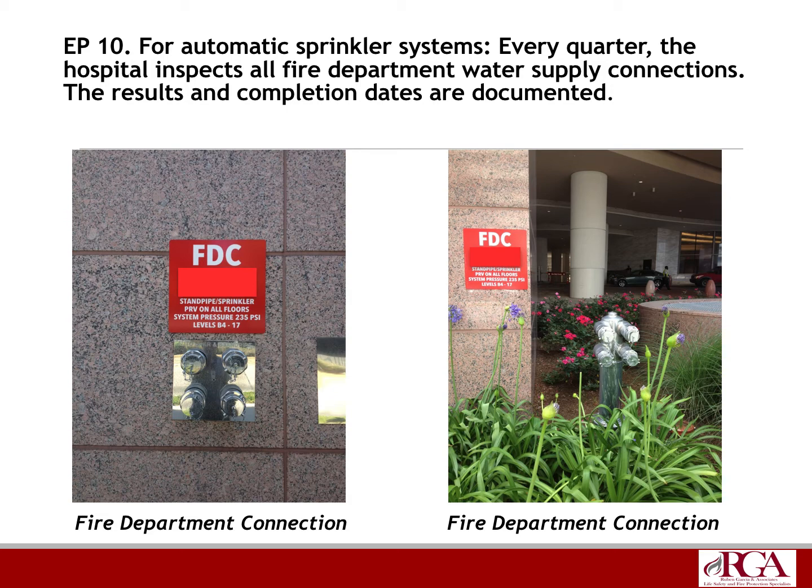Now, in addition to your FDCs, you also have to check your pressure reducing valves. You might have pressure reducing valves if you have a high-rise system, or high-rise building, that is. So make sure your fire sprinkler contractors are also annotating, unless you're doing it in-house, the PRVs to your fire sprinkler system. Those also have to be visually inspected quarterly.